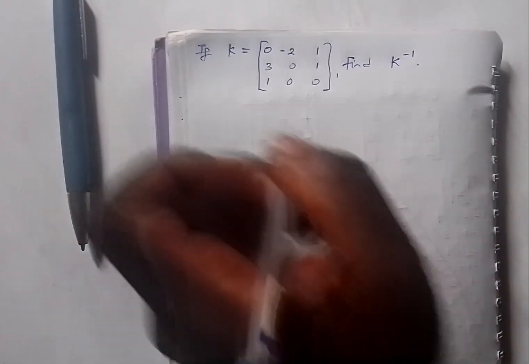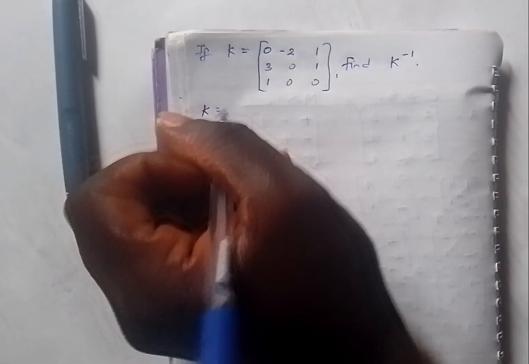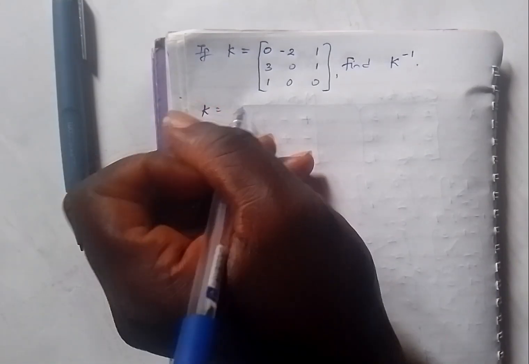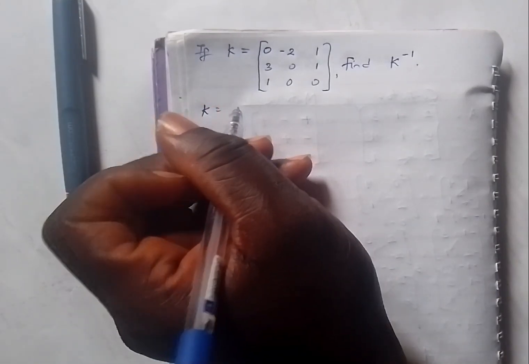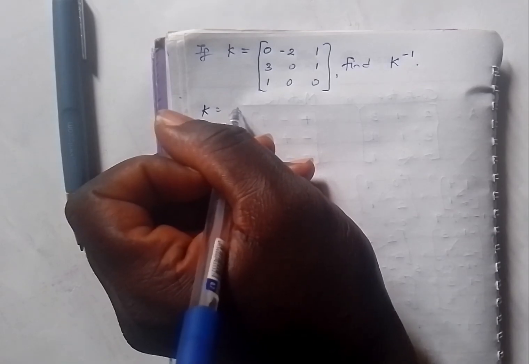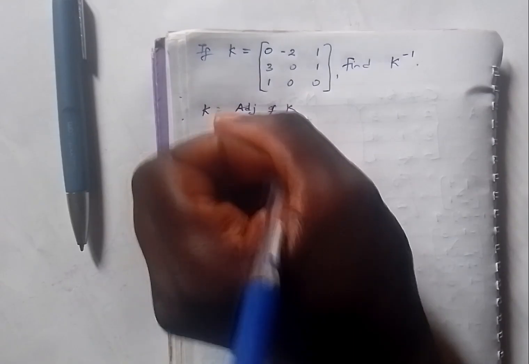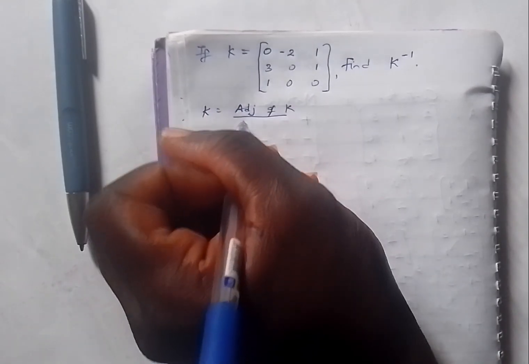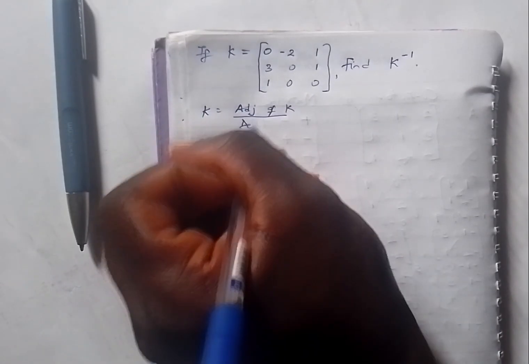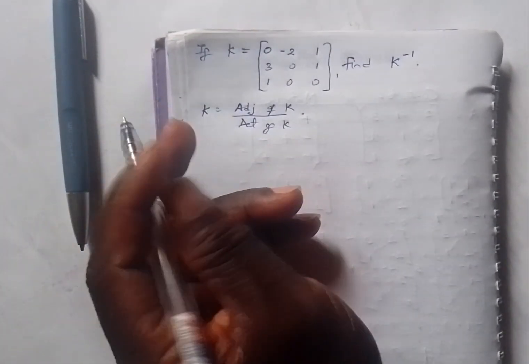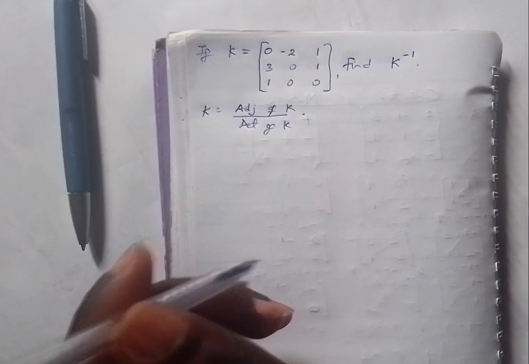So like I said, K inverse is simply the adjoint of K over the determinant of K. So we need to get the adjoint of K and the determinant of K. So let's work with the adjoint of K first. I've discussed adjoint in one of the recent videos.